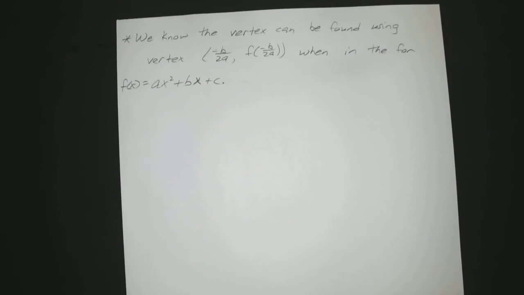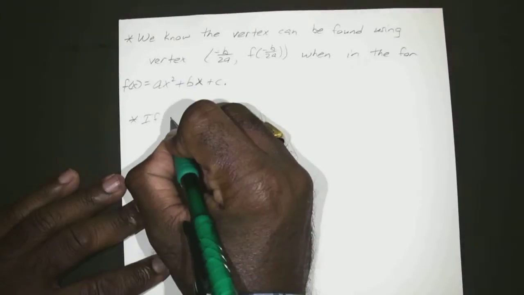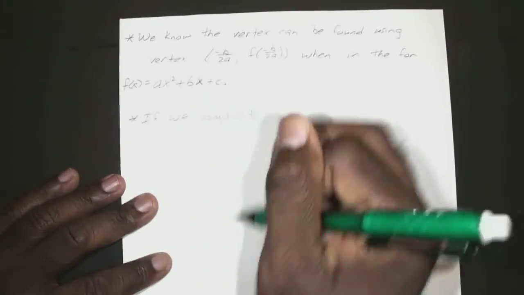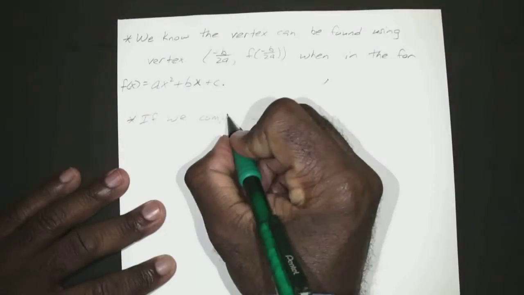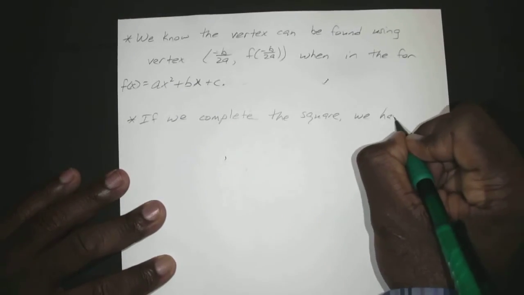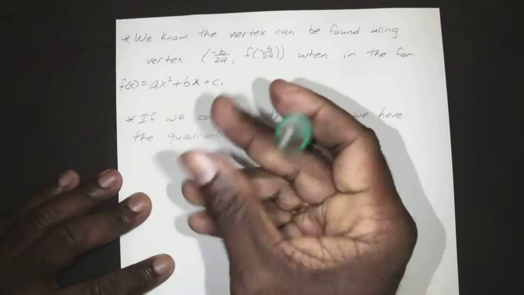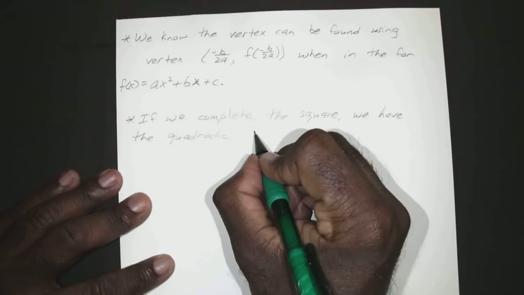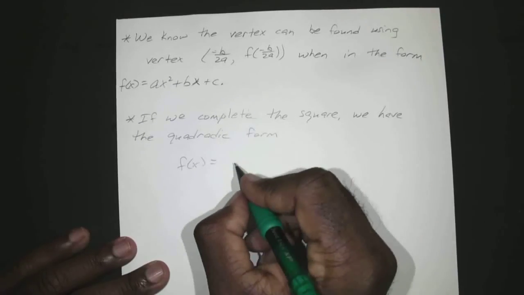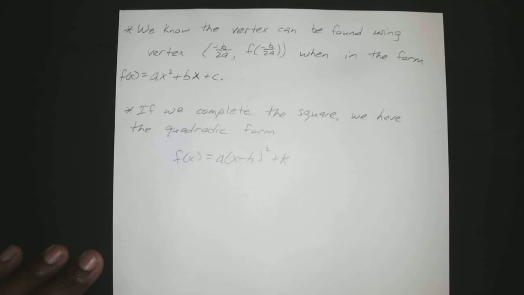But actually, if we use that and we complete the square on that formula, we won't actually go through the steps, we actually have the quadratic form f of x equals a times x minus h squared plus k.